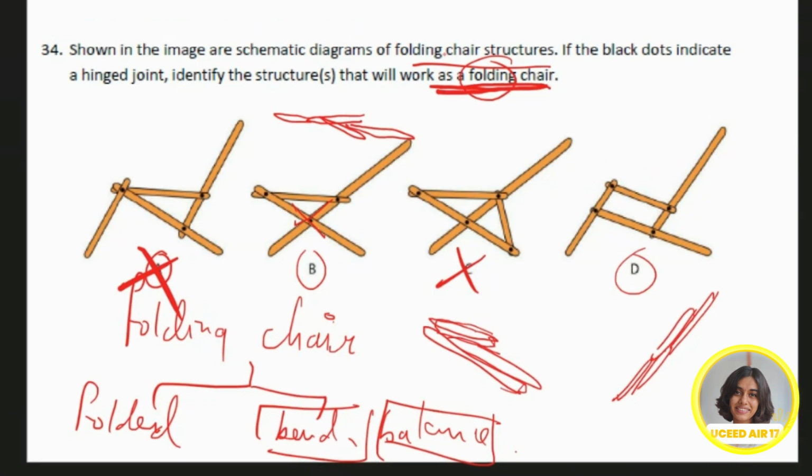What will work as a chair? B and D, probably only B could have been the answer because B is clearly better at balancing. But what they are asking is what will work as a folding chair? And now that they have emphasized that word, we need to think of folding as well. So that's why D is the answer.